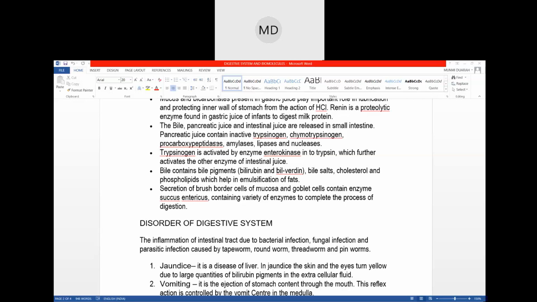And when it is converted into trypsin, all these other enzymes, that is chymotrypsinogen, carboxypeptidase, amylase, lipase, nuclease, are activated. There is a very complex phenomenon behind it. We don't need that much, that's why we are not going in depth.